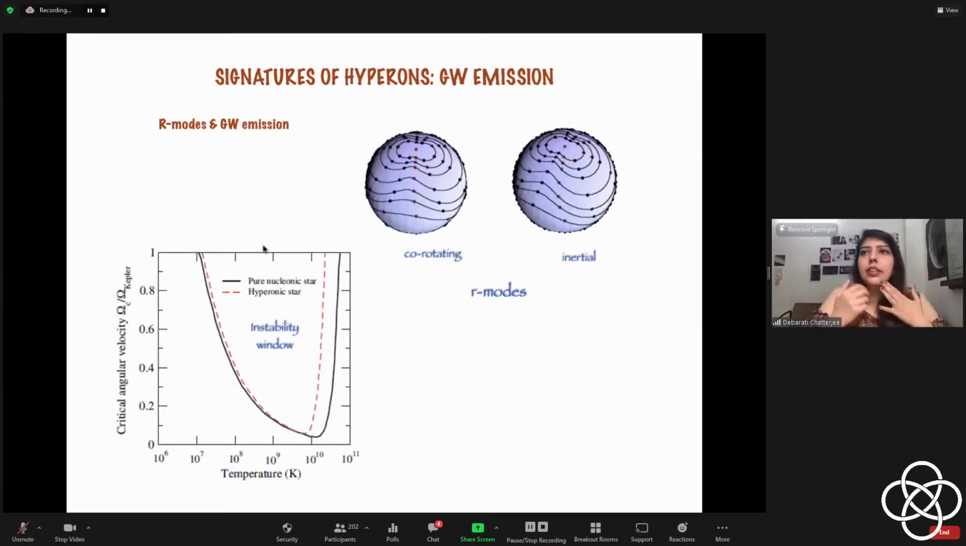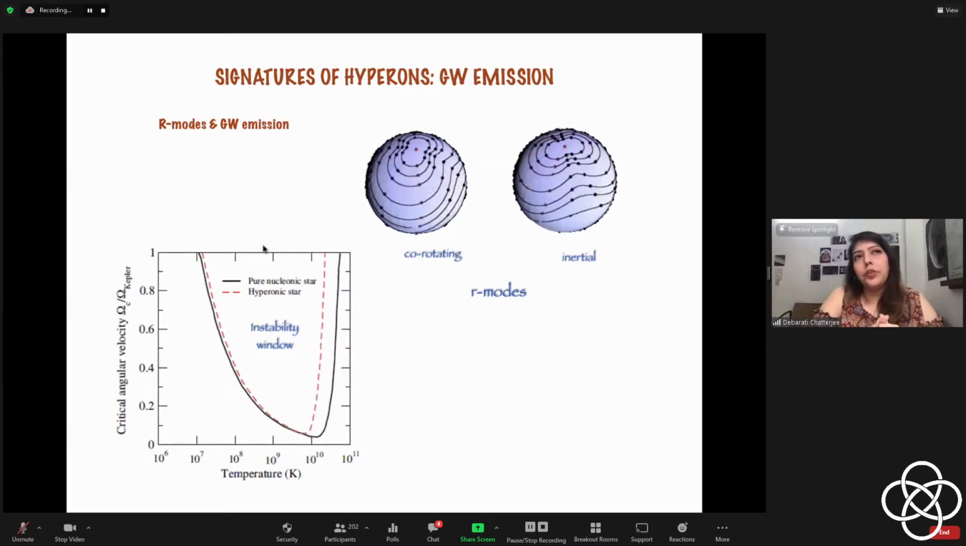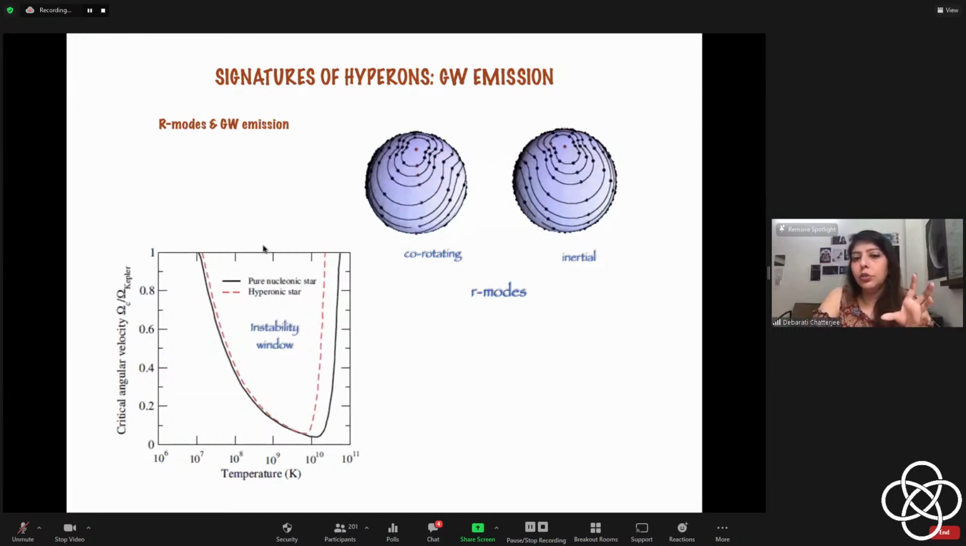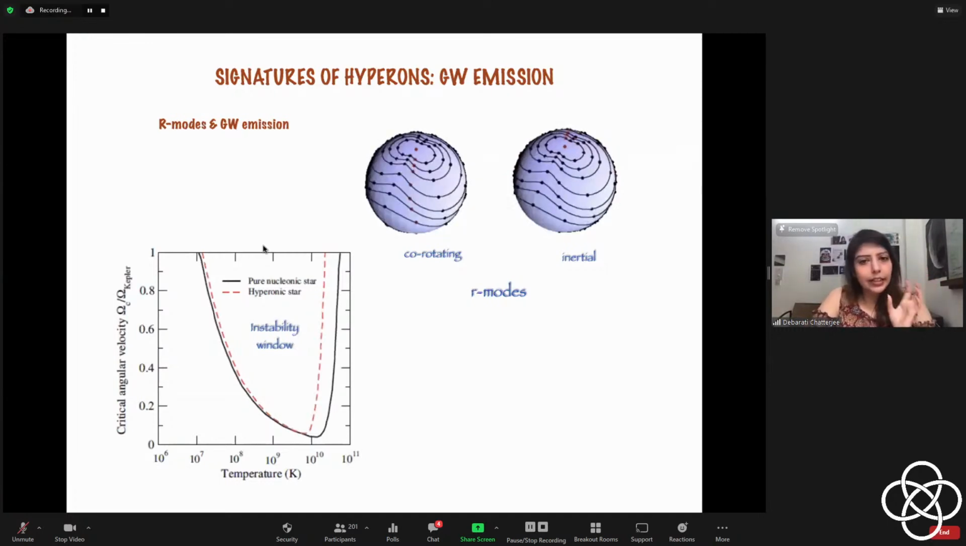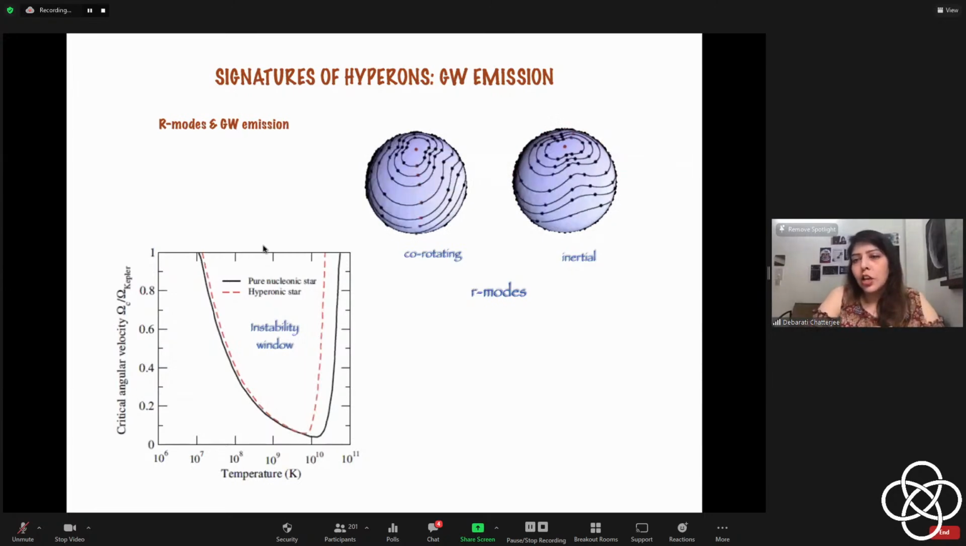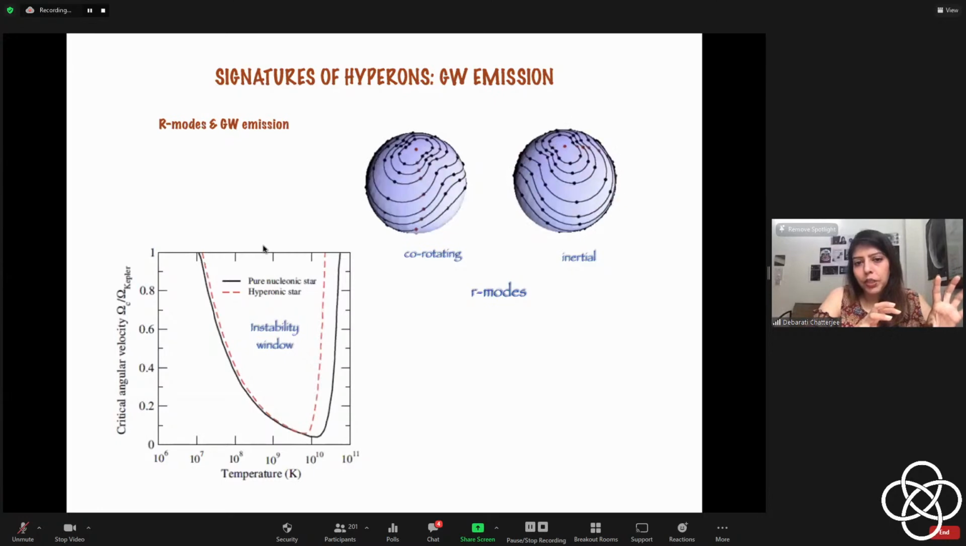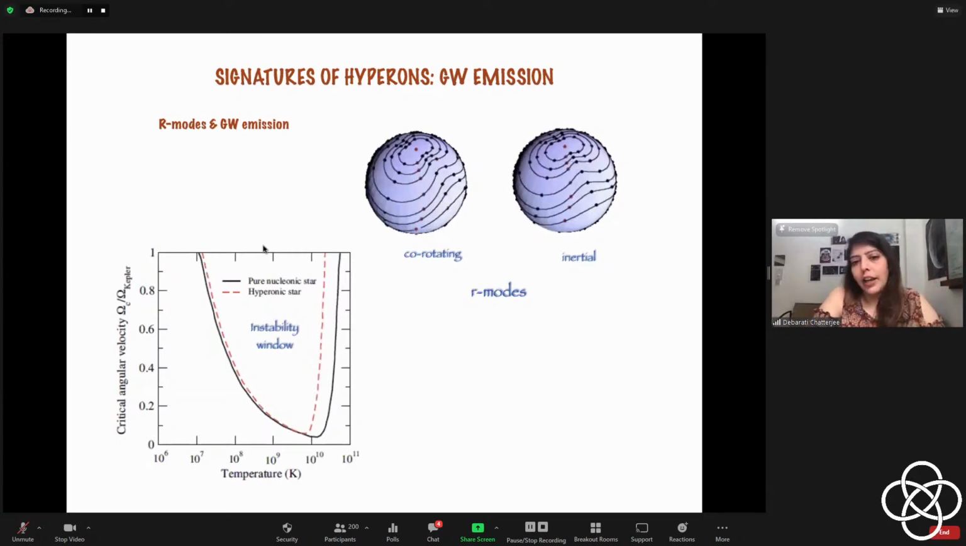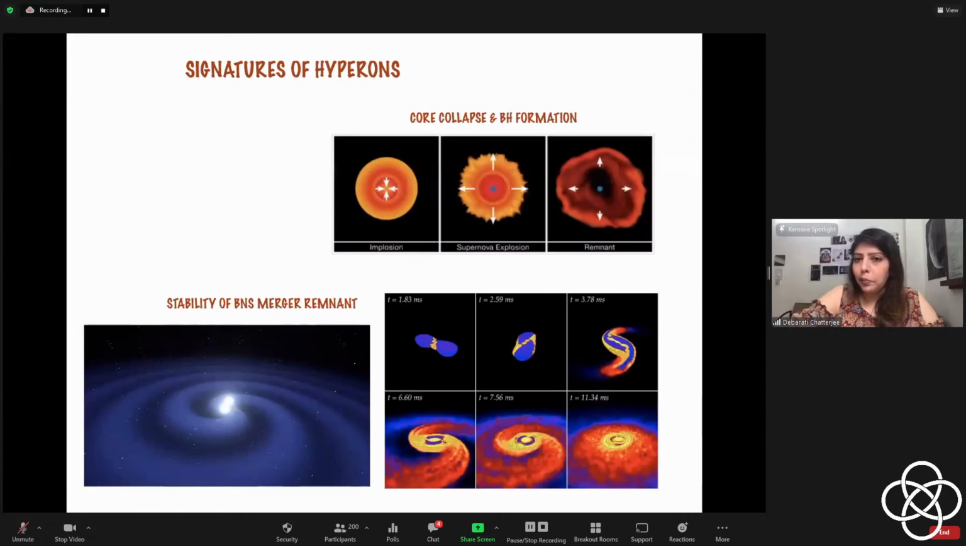So actually, recently there was a discovery from LIGO. They were tracking one such neutron star, which they know is very rapidly rotating. Most likely it is a candidate that emits R modes. So what they did was they tried to observe gravitational waves from this, and to determine what kind of equation of state can explain this kind of observation. So this is something which is going on.